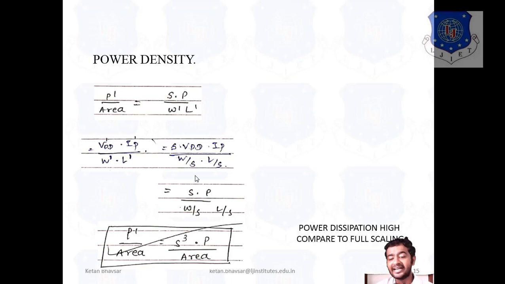Okay. So we can say that the power dissipation is high as compared to full scaling, because in full scaling the power dissipation is low as compared to the constant voltage scaling, because here the factor will be multiplied by S cube. So it will be very large as compared to full scaling.